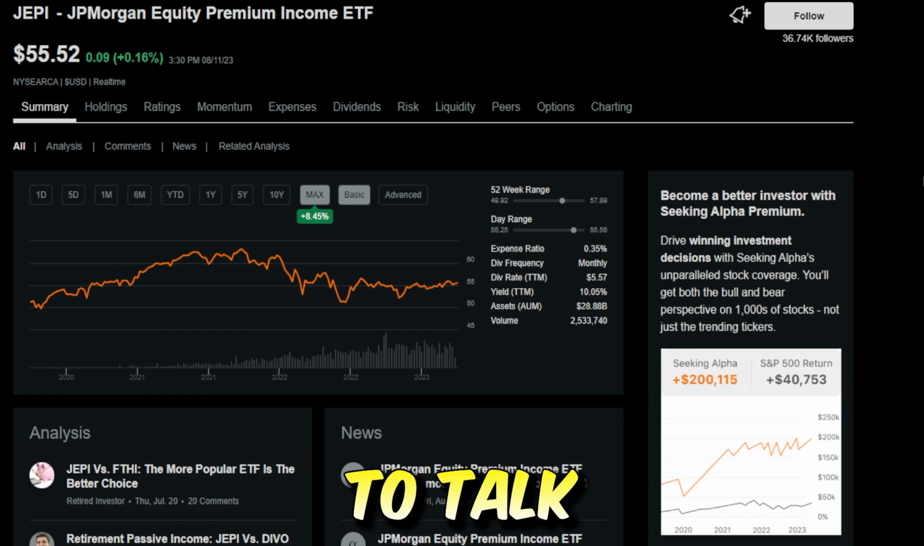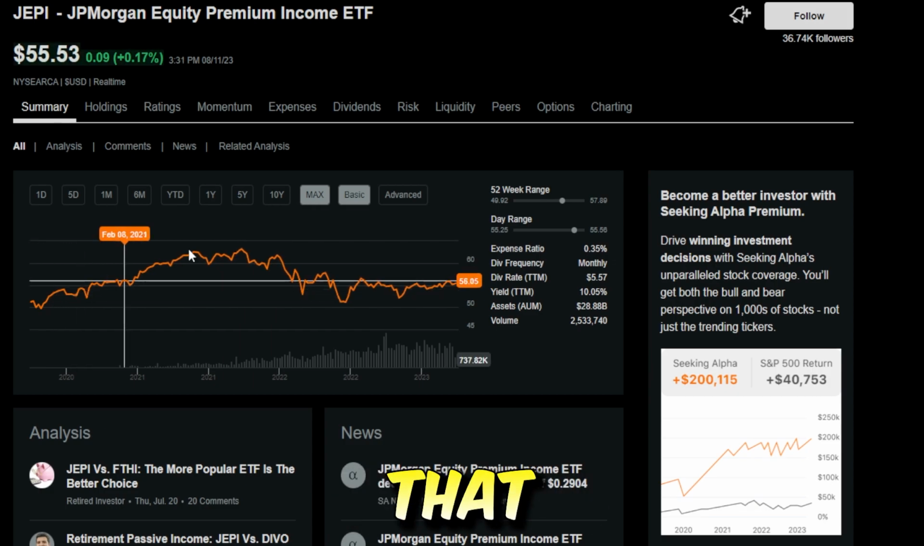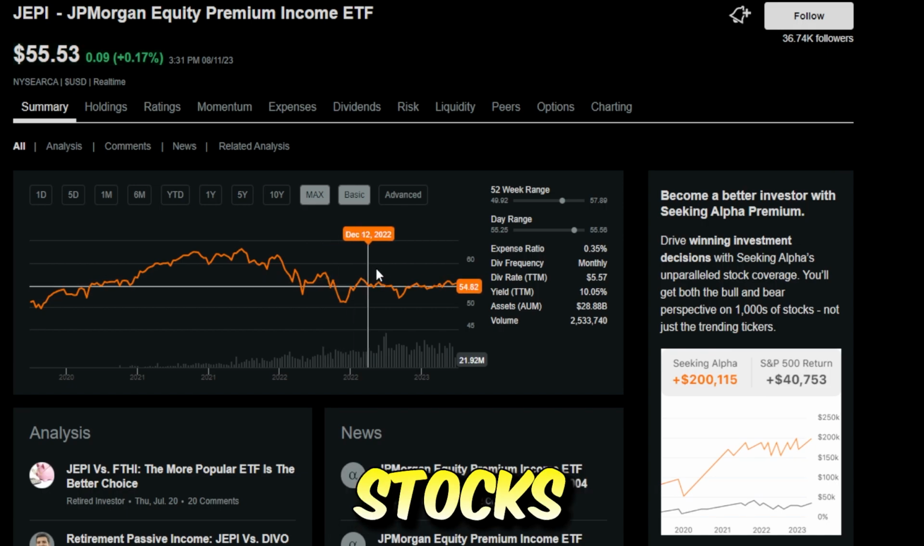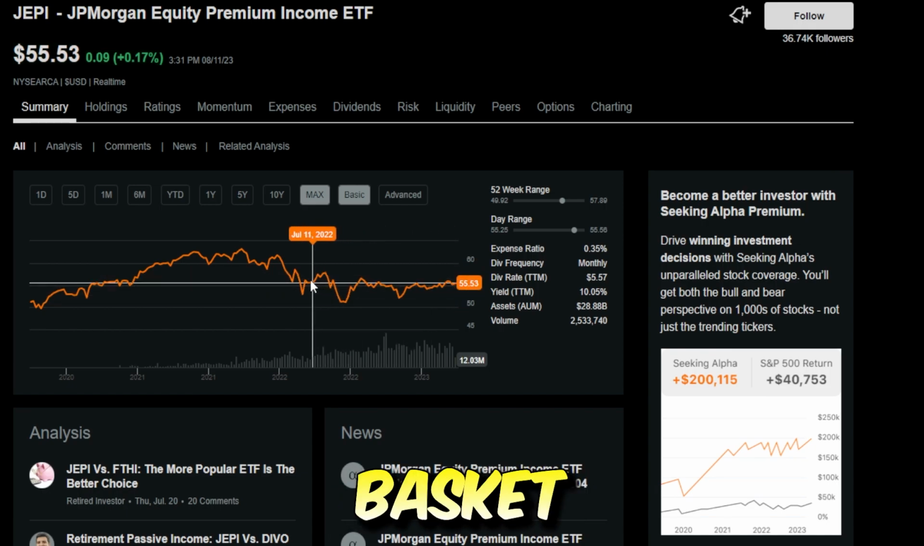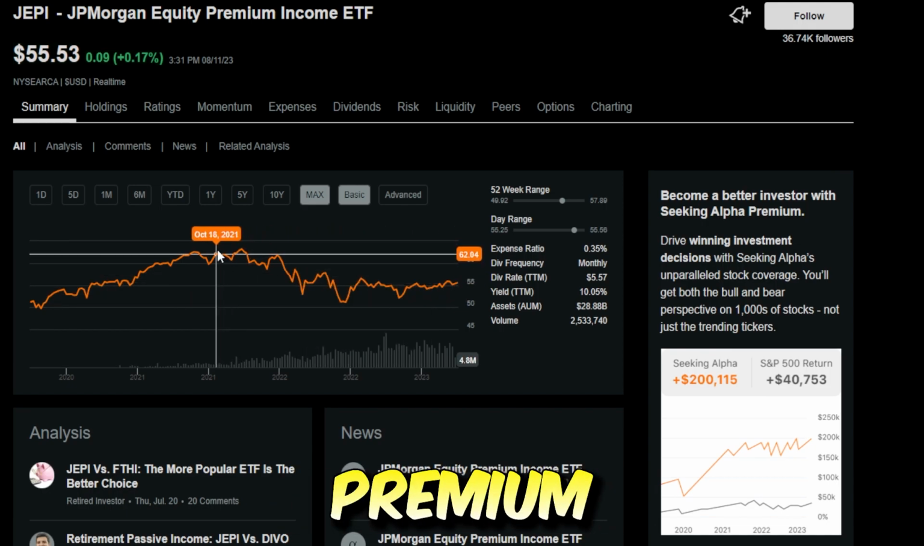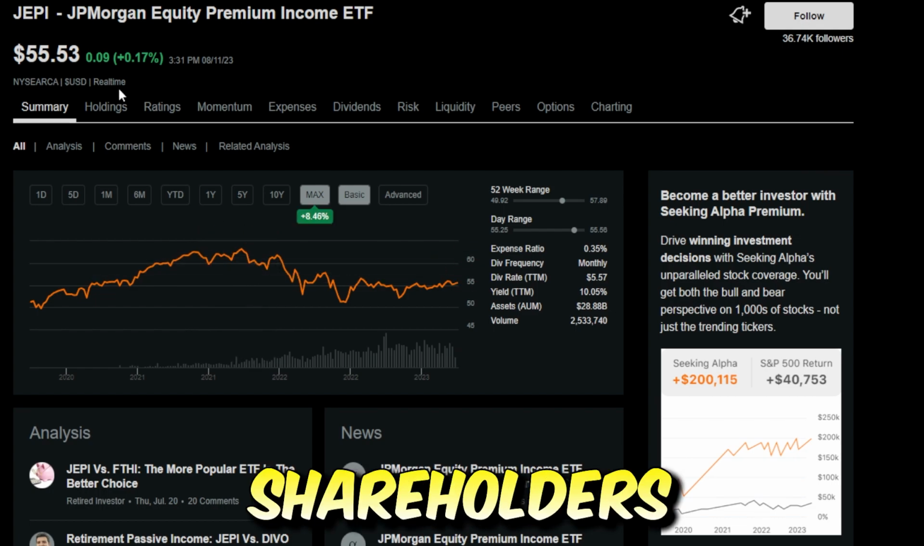The next strategy that we're going to talk about is to go with something like the JP Morgan Equity Premium Income ETF, or ticker symbol JEPI. Now, JEPI is a covered call ETF that uses a strategy of buying a basket of stocks and then sells covered calls in the basket to earn some pretty substantial premium and then income distributed to shareholders of the ETF.